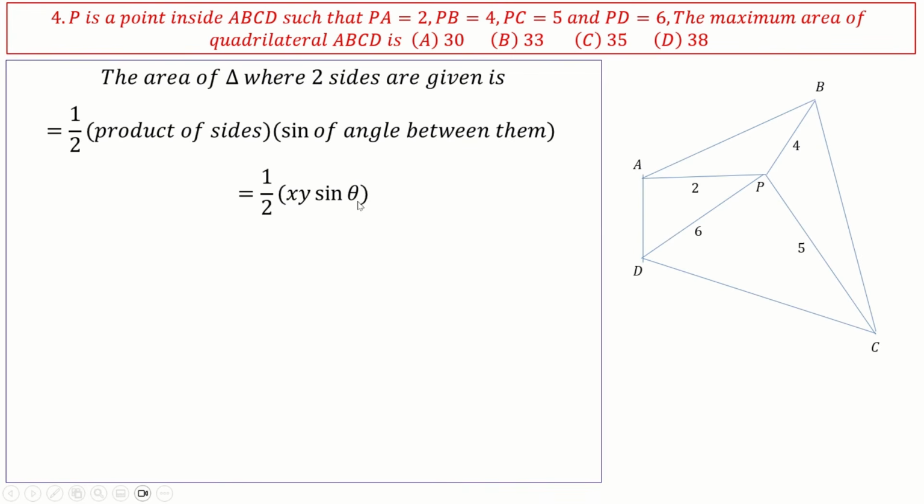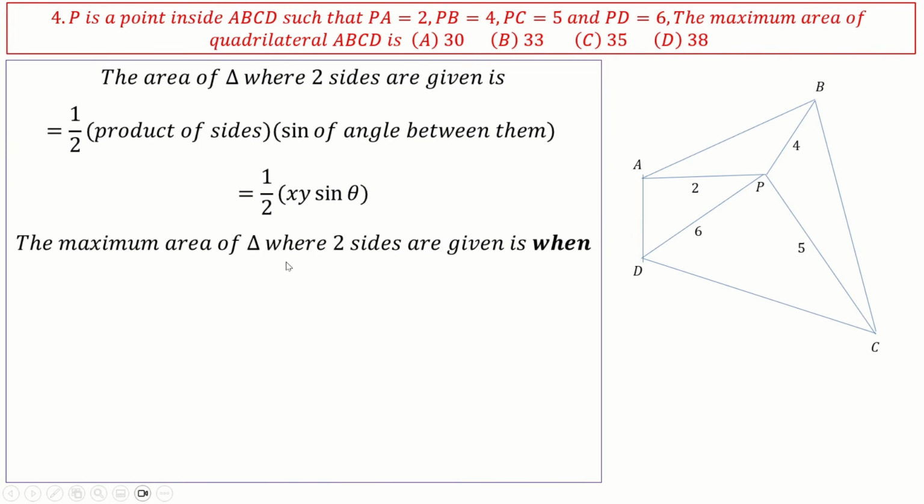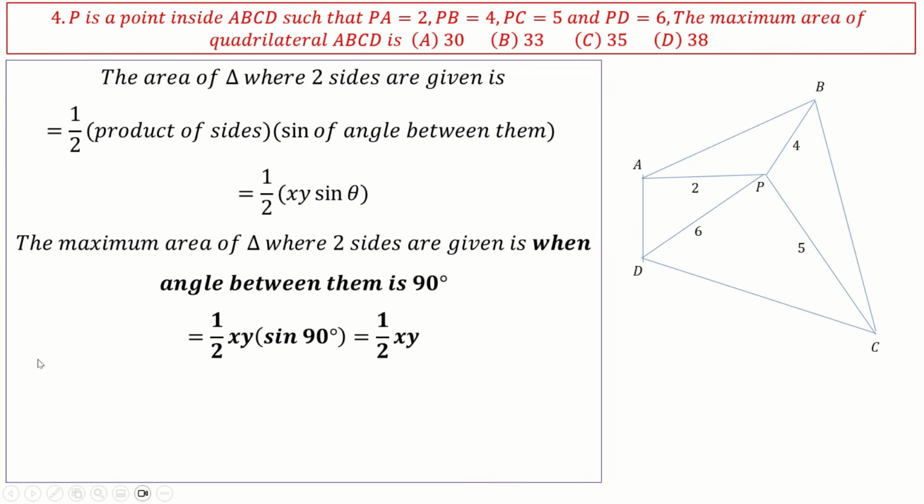So 1 by 2 into xy into sine theta. Theta is the angle between sides x and y, whose lengths are x and y. Basically, this is the area of a triangle. Now, the maximum area of the triangle where two sides are given is when theta is 90 degrees, correct? So half into xy into sine 90, which is half xy.